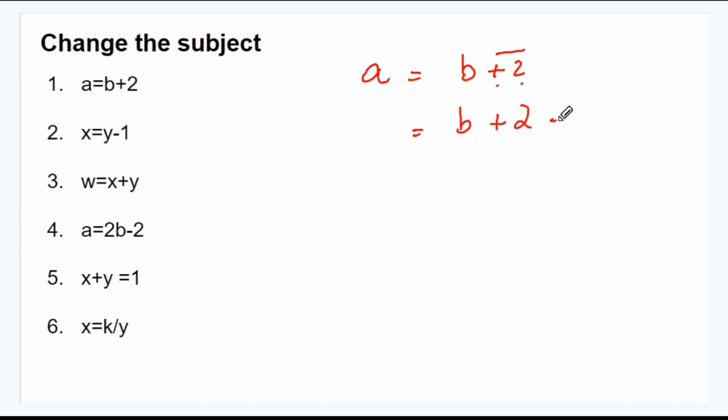I can add minus 2 over here. So now look at here, I can cancel this plus 2 with minus 2. But one thing is here I have not done. I need to do, what's that?